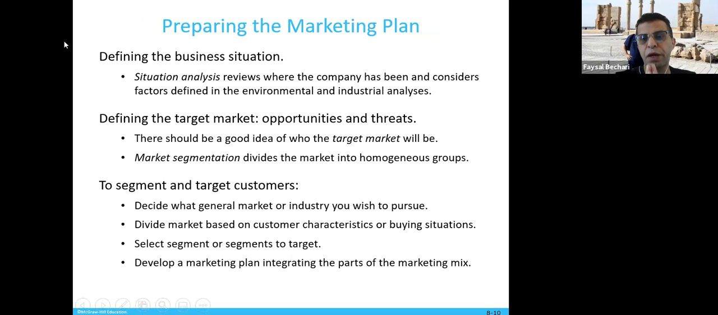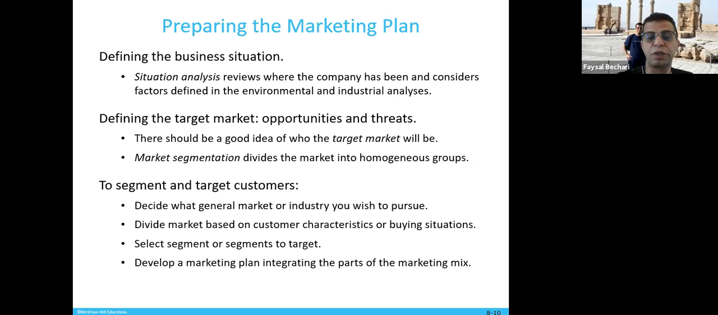Now, to prepare a marketing plan, first you define the business situation analysis, which reviews where the company has been and considers the facts and factors that define the environment and the industry analysis. So these are to define the business situation. Now, defining the target market: what is the opportunity, what is the threat? And you saw the SWOT analysis, how it's done. There should be a good idea who the target market will be.